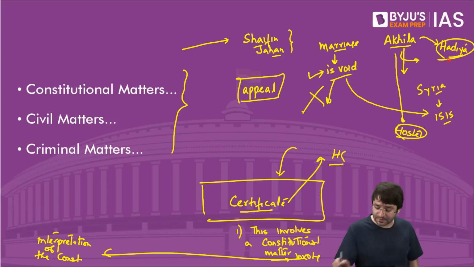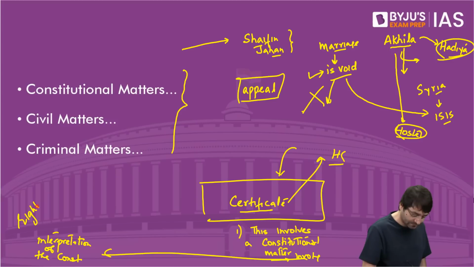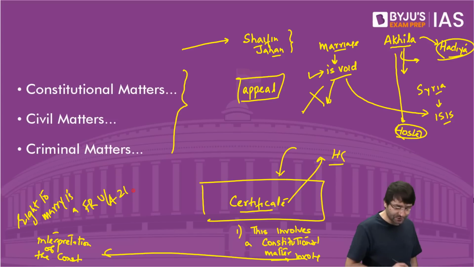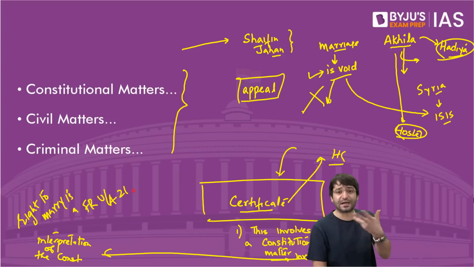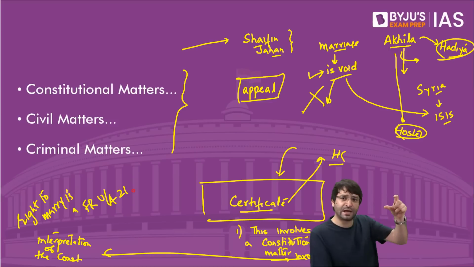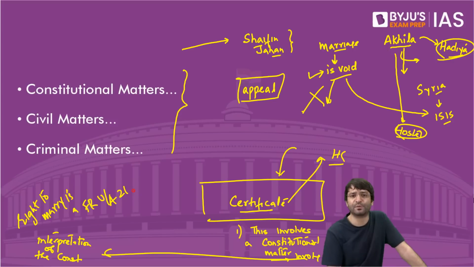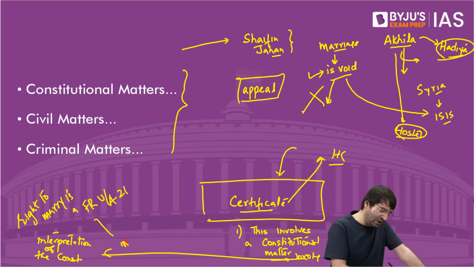And in this case, the court said the right to marry is a fundamental right under Article 21 of the Constitution. In fact, later, this question was asked in the prelims examination as well. A right to marry comes under which of the following fundamental rights? Article 21, right to life and personal liberty. But recently, a 5-judge bench of the Supreme Court has said the right to marry is not a fundamental right.